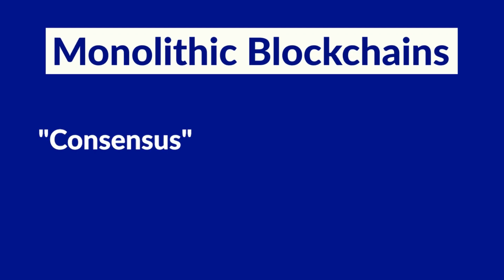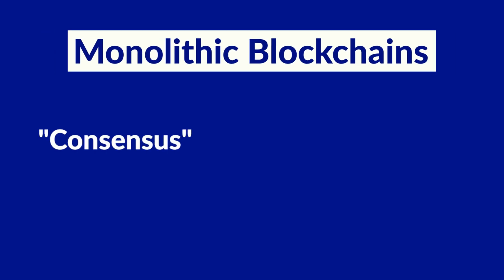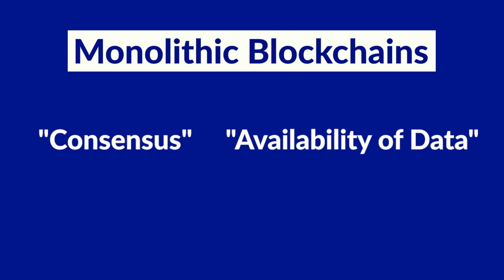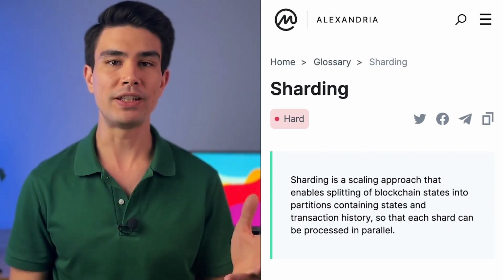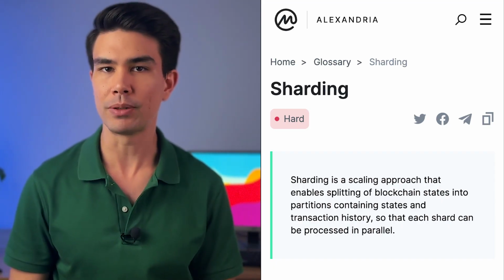Monolithic blockchains have been around for over a decade now. These blockchains are primarily characterized by their ability to handle three core features: consensus, depending on whether they are proof of work or proof of stake; availability of data, which is the amount of block space; and execution of transactions. Modular blockchains, on the other hand, are known to outsource one of these responsibilities to an external chain. A perfect example of this is sharding on Ethereum proof of stake.